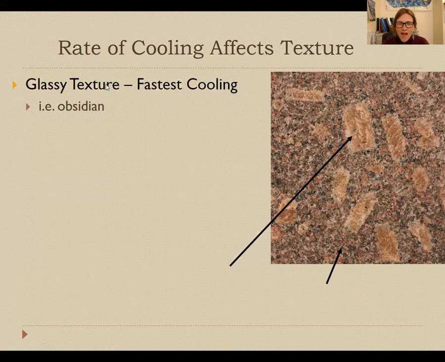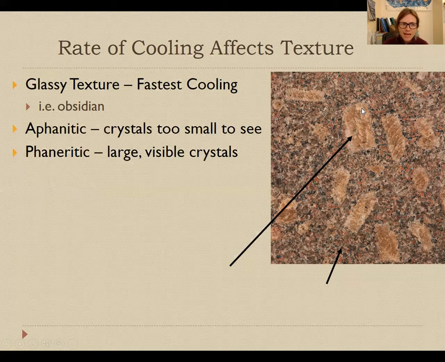But then beyond that, we can have minerals that form more quickly, that are smaller sized, and minerals that form more slowly, that are bigger sized. And we have different terms to describe this. So aphanitic crystals are too small to see. So many times you might pick up a rock and it just kind of looks gray to you or looks brown, and you can't really see the individual grains. And that's not because it doesn't have mineral crystals in it. That's just because they're so small that you can't see them.